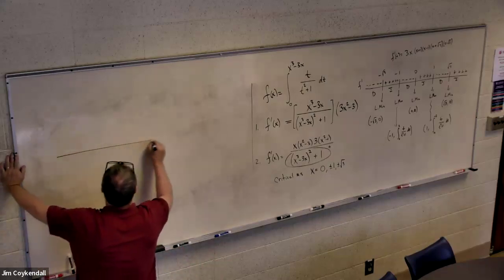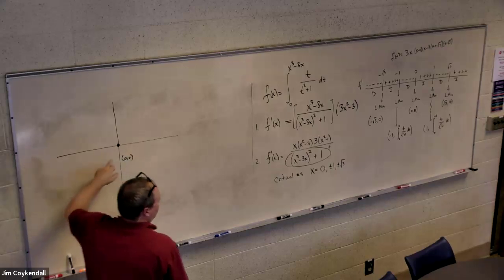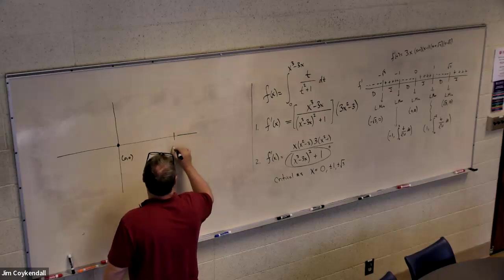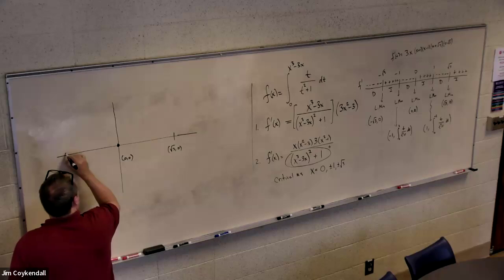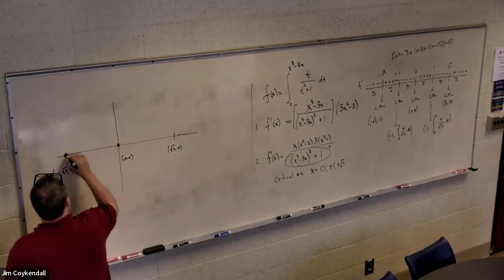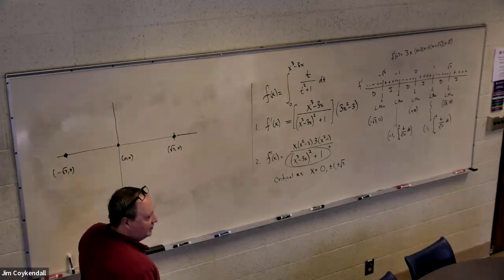So here's what we have so far. 0, 0 is a local min. Radical 3, 0 is a local min. And minus radical 3, 0. So I've got these 3 points. Does everybody believe my rendition so far?